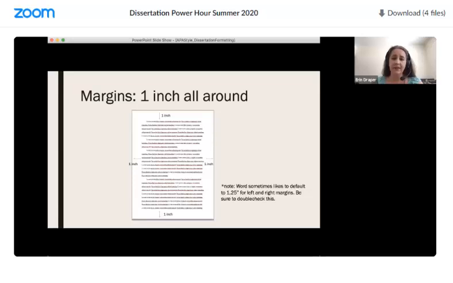That includes the left and right margins. Word, and I'll be saying this potentially a lot in the next several minutes, Word sometimes likes to have its own defaults that aren't necessarily the same as what we want. I see 1 1/4 inch pop up a lot. So be sure to double check your document for that to make sure that they are 1 inch all the way around.